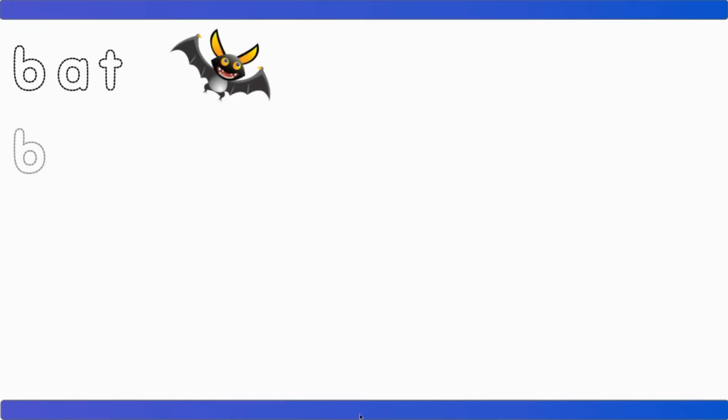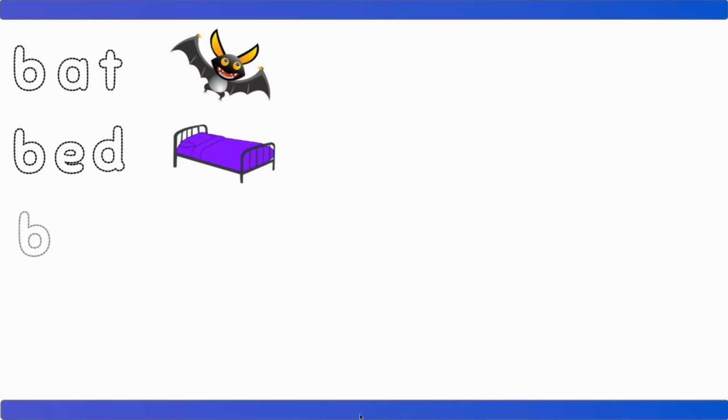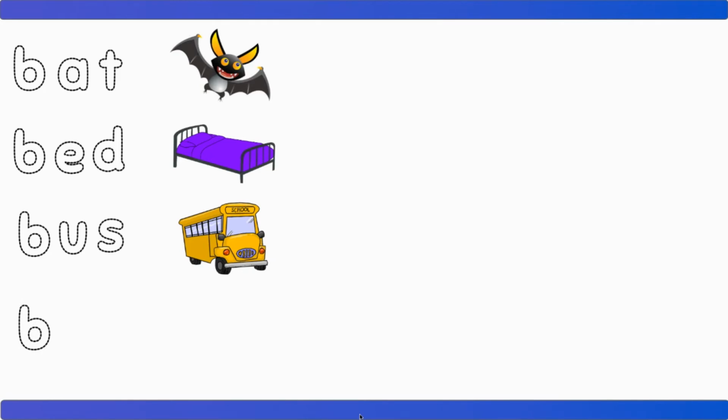B, E, T, bat. It's a bat. B, E, D, bed. B, A, S, bus. B, O, X, box.